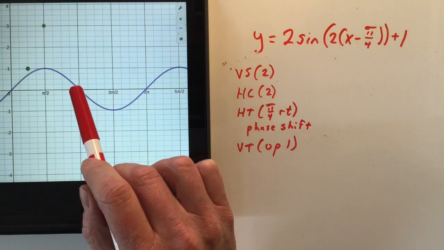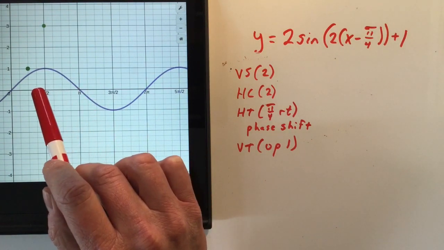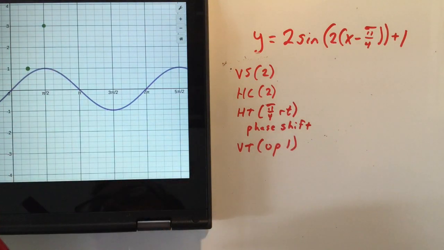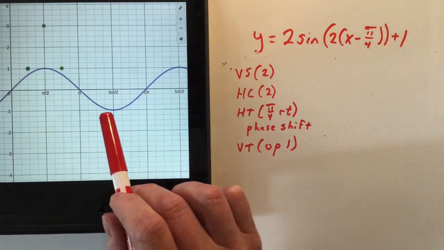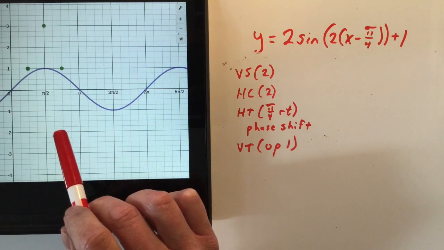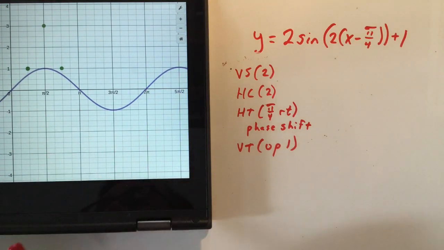Now the next point of inflection, we're going to vertically stretch it, horizontally compress it, translate it right pi fourths, and up 1, and that's going to take us to the point (3 pi fourths, 1). Then I'm going to take this min, and I'm going to vertically stretch it, horizontally compress it, translate it right pi fourths, and up 1, that takes us to the point (pi, negative 1).